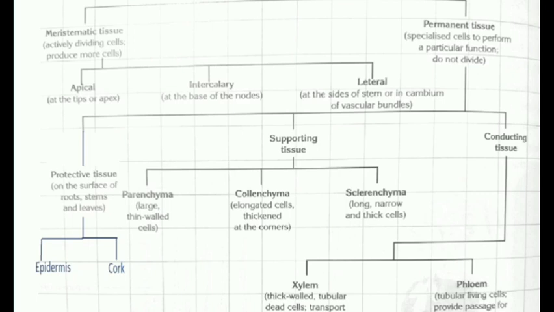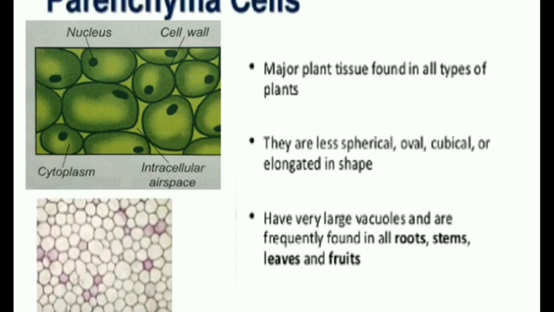These tissues are made up of only one type of cells. Their functions are synthesis of food, storage of food, and to provide support and strength to the plants. These tissues can be further grouped into three types: parenchyma tissue, collenchyma tissue, sclerenchyma tissue. Now we'll deal with the parenchyma tissue. Parenchyma cells make up parenchyma tissue. It is the most common and simplest tissue that forms the major parts of the higher plants.